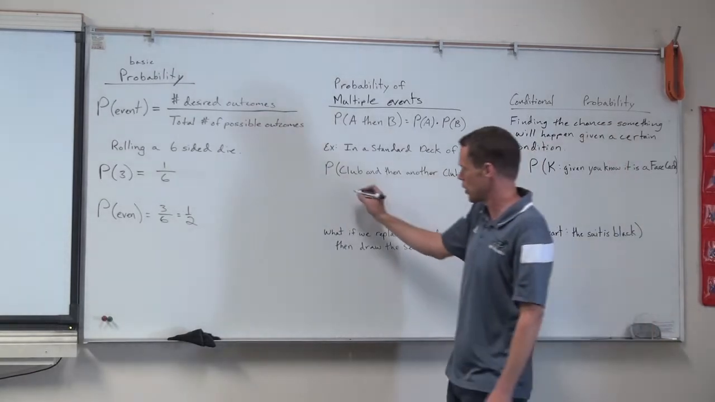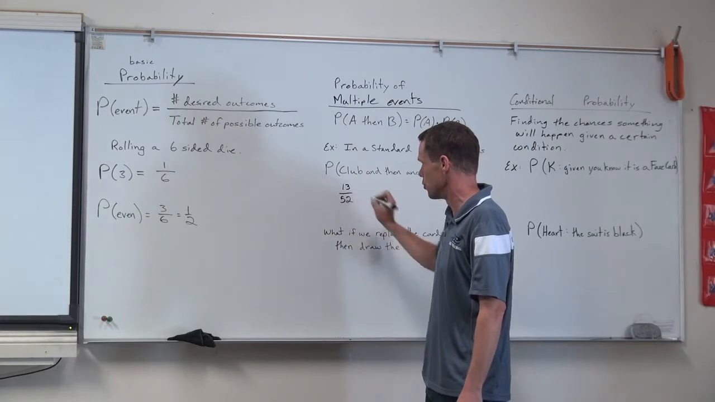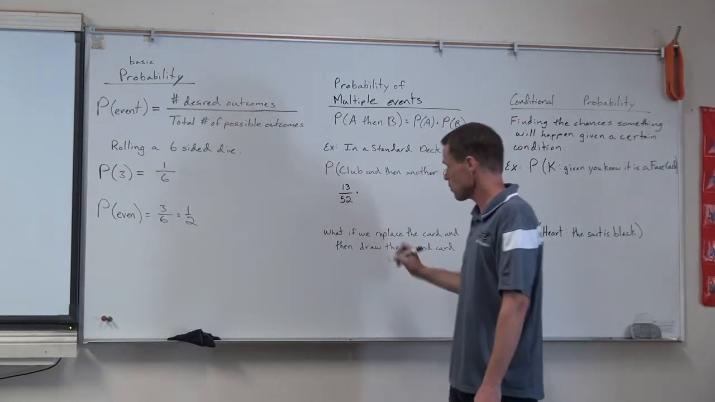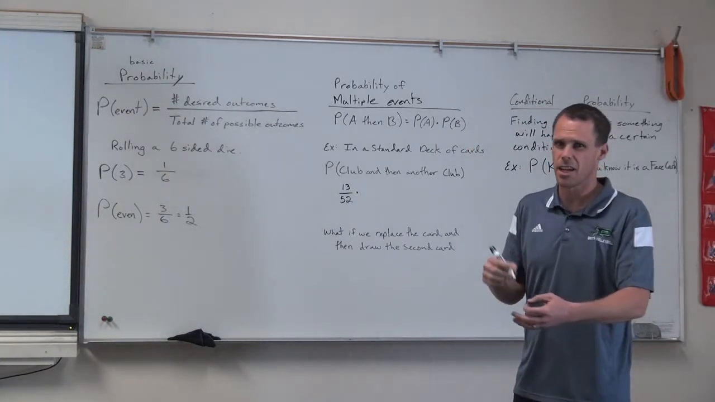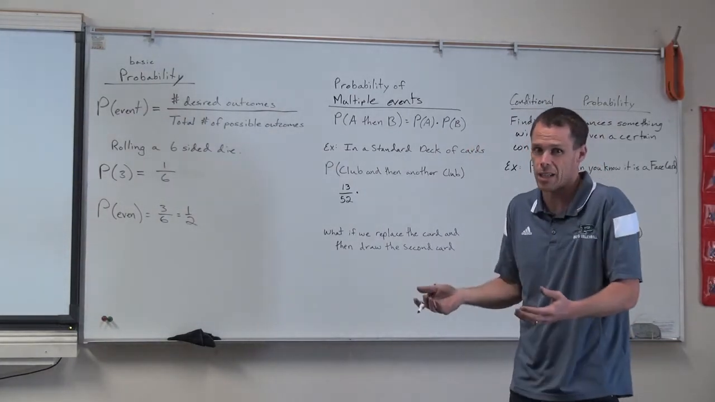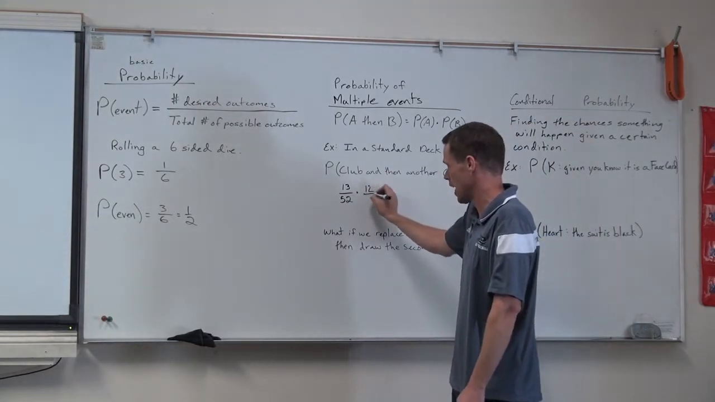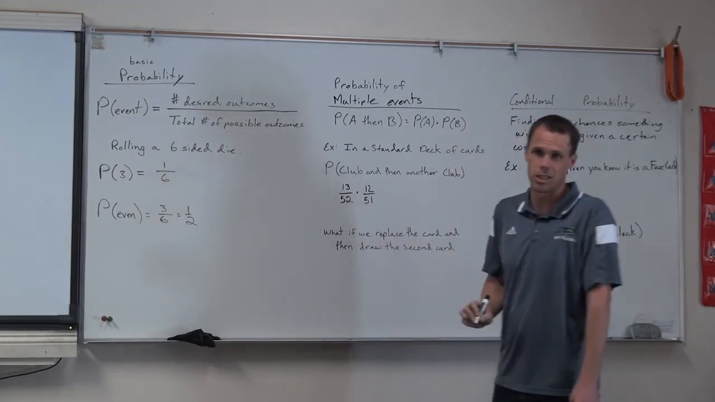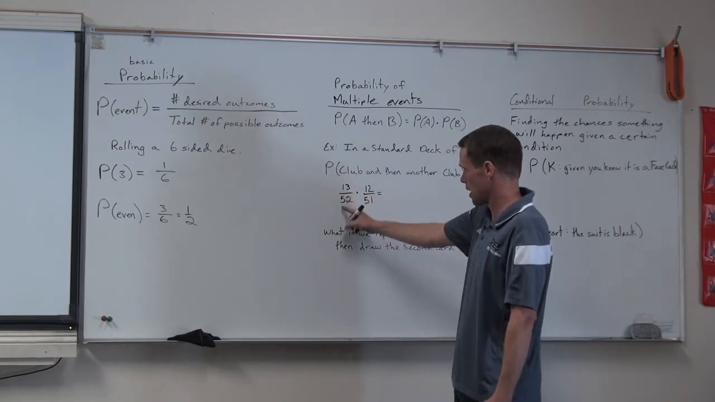So first, there are 13 clubs in the deck out of the 52 cards. And then I want to draw another card, but the card that I drew is no longer there. So I don't have 13 to choose from anymore. I have 12. But there are only 51 cards left. So one of the things I can do is I can begin to reduce it.